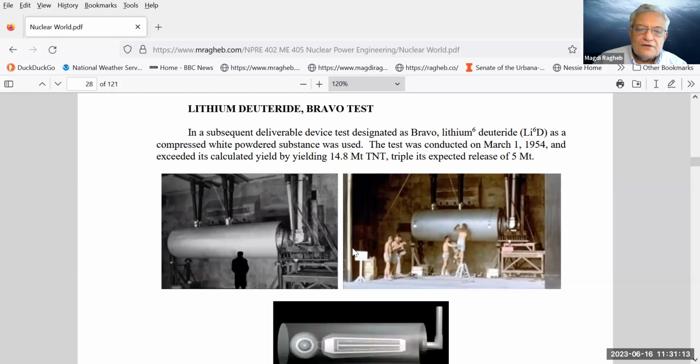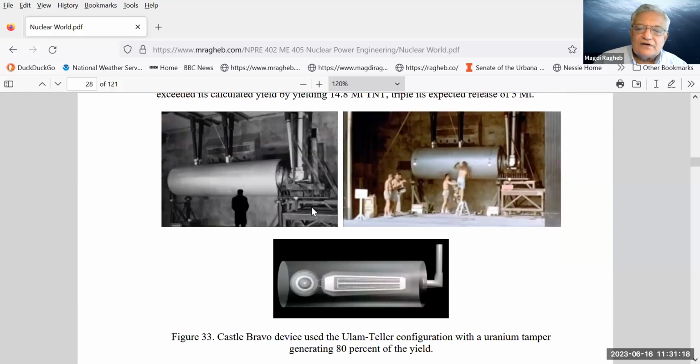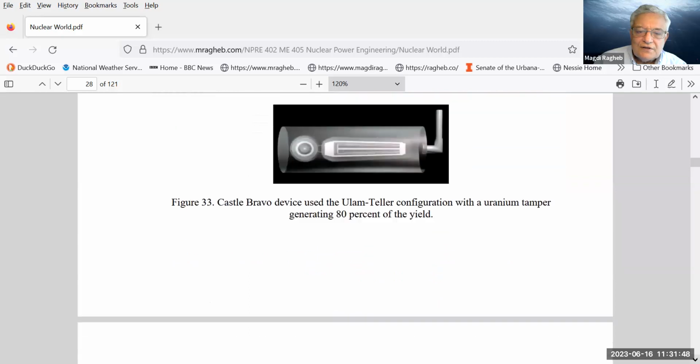You could see here now that the Ulam-Teller configuration was used. On this side of the device, you would have the spherical efficient device with a shield, with styrofoam on the fusion part. So that is the primary, and this is a secondary, and it used the Ulam-Teller configuration with a uranium tamper that generated really 80% of the yield. So those fusion neutrons now can multiply the energy release several fold, 100 fold from just a fission device.